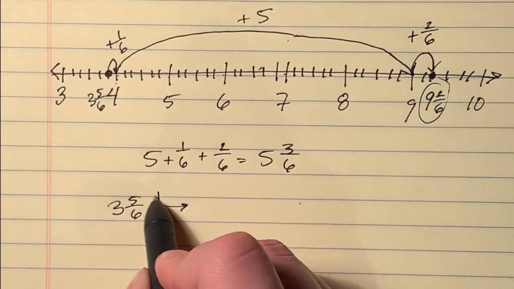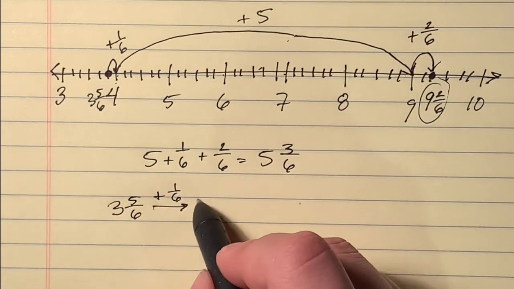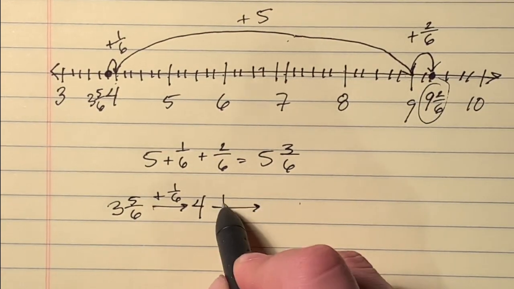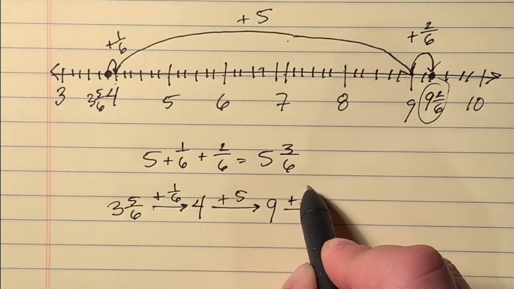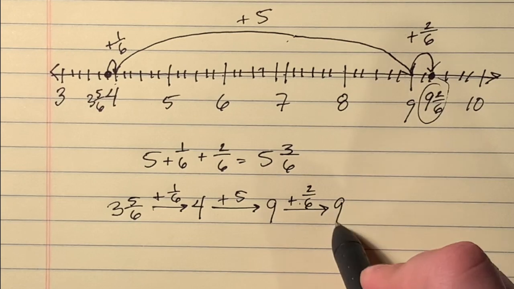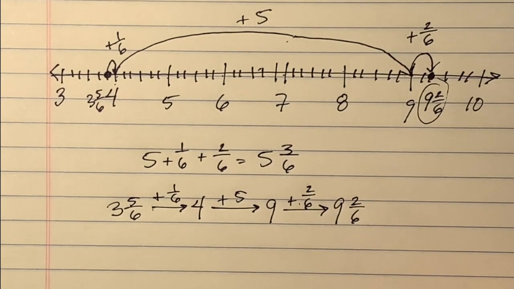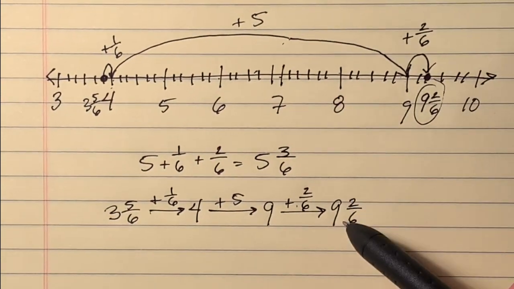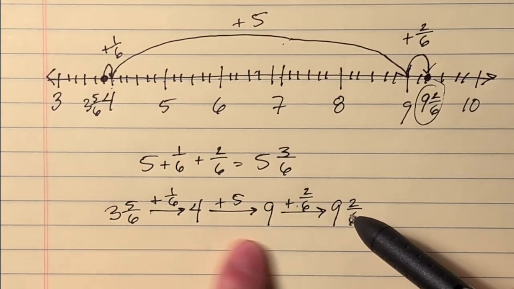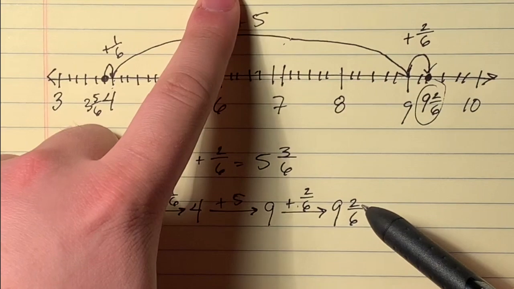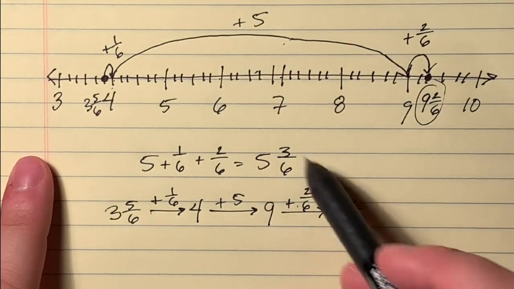Using the arrow method to show that, I start with 3 5/6. I add 1/6 to get to 4. I add 5 to that to get to 9. And I add 2/6 to get to 9 2/6, which is my minuend. So really what I'm doing is I'm working with the minuend and the subtrahend here. I'm adding on to the subtrahend to get to the minuend to show my difference. So my answer is 5 3/6.